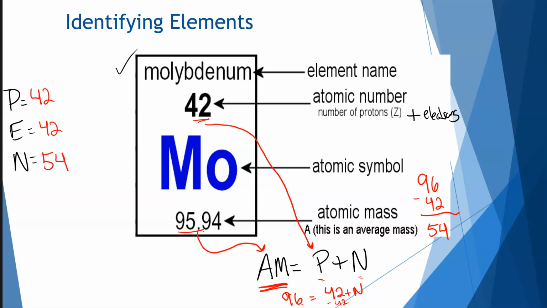Now, I would only ask you to give me the values for something like this. I would never ask you to draw this picture. So I'm not going to have you draw 42 electrons, but I would expect you to know how to calculate the values for something like this.